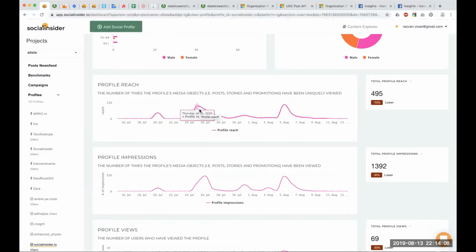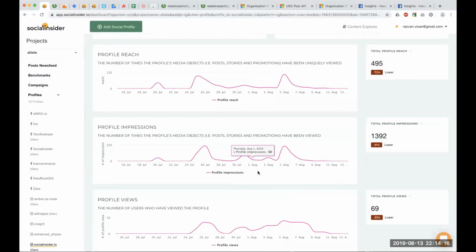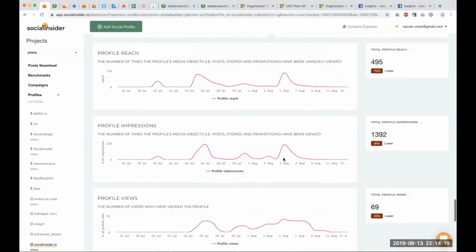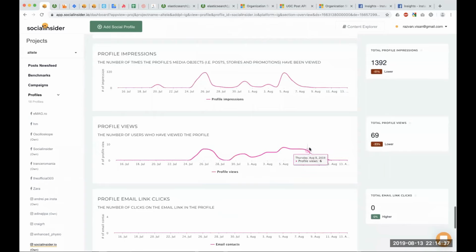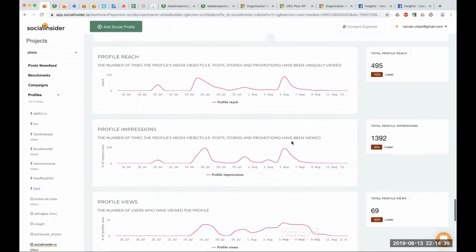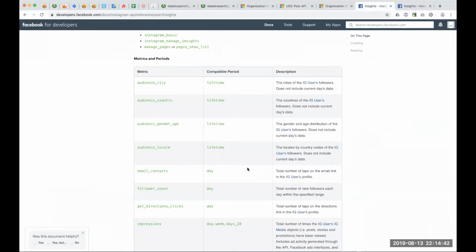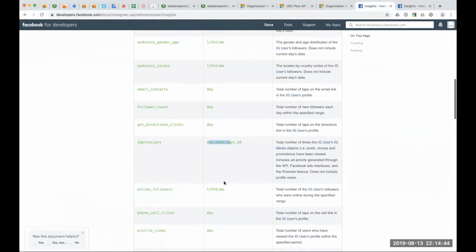Okay, something happened on 25th of July and 5th of August. That's 2 peaks in reach, and again also impressions. So you can see here that the reach is about roughly around 500, and the profile impressions are almost 3 times bigger, a number three times bigger. For the profile views, again, the reach and the impressions are insights by day, week, and 28 days.